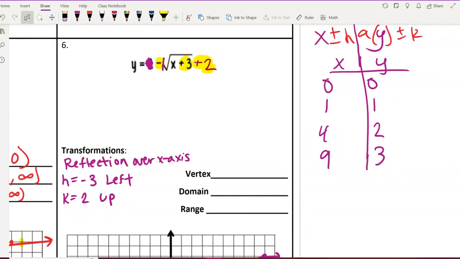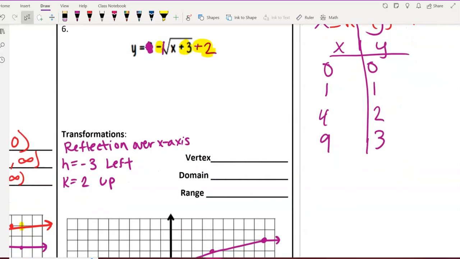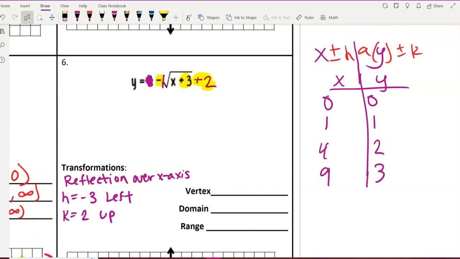Okay, so now that we have all of our transformations written, let's go ahead and calculate the changes with the table. So x is plus or minus h. Here we have a -3 for h. So we're going to subtract 3 from all of the x values. 0 minus 3 is -3. 1 minus 3 is -2. 4 minus 3 is 1. And 9 minus 3 is 6.